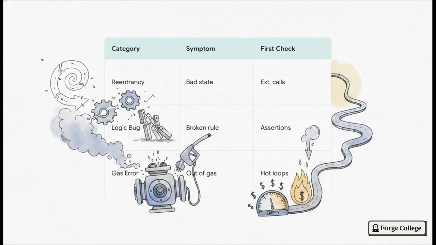Finally, gas exhaustion. The symptom for this is a brutal out-of-gas error. The culprit is almost always some heavy, unbounded loop that just guzzles gas like a Hummer. You'll definitely need to profile those hot loops and optimize them.